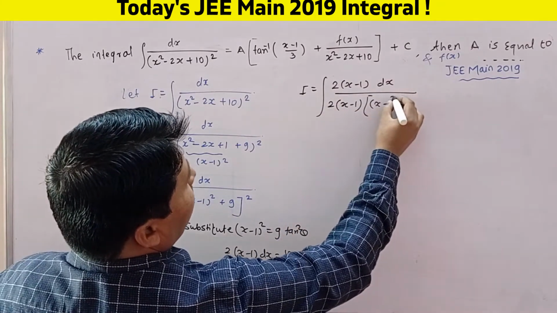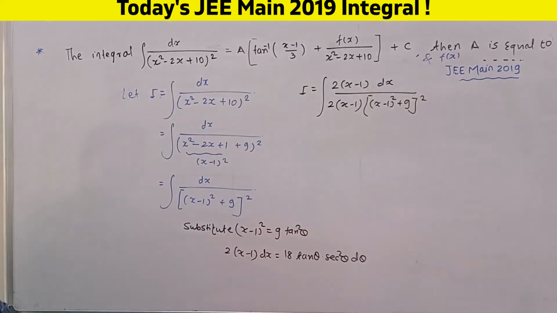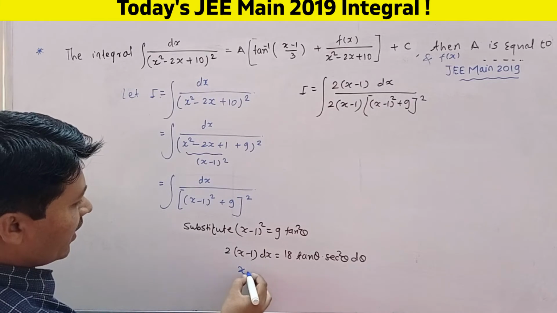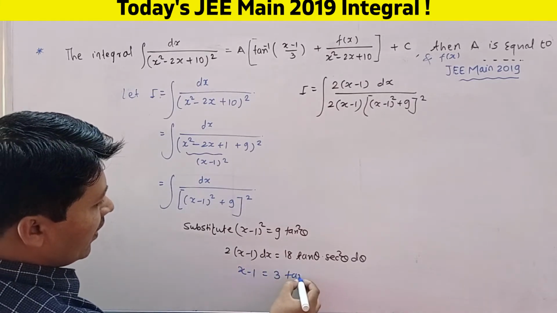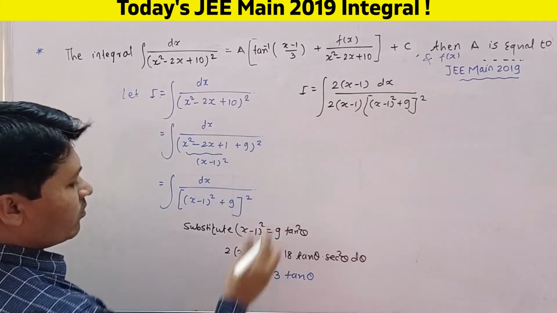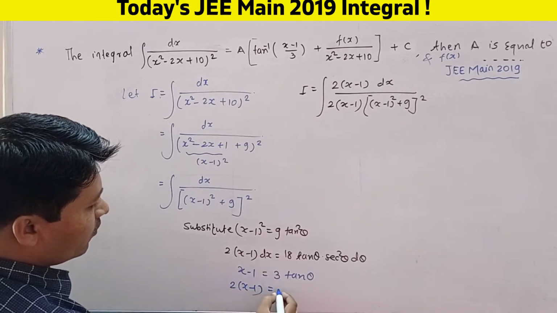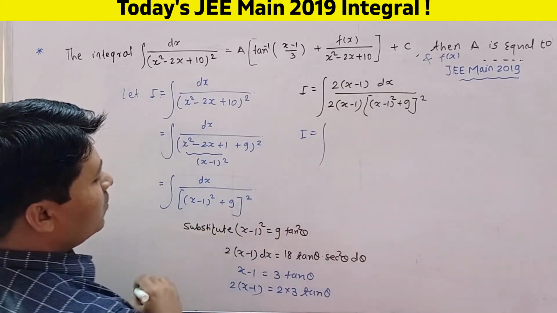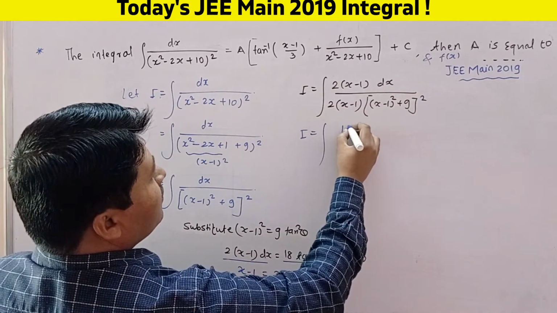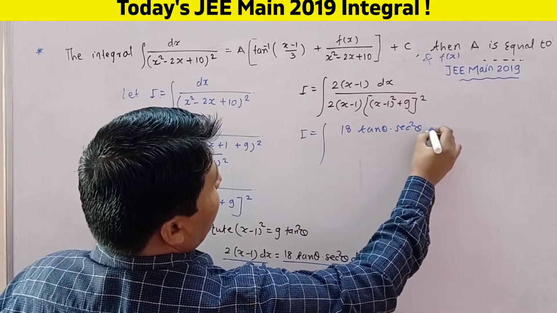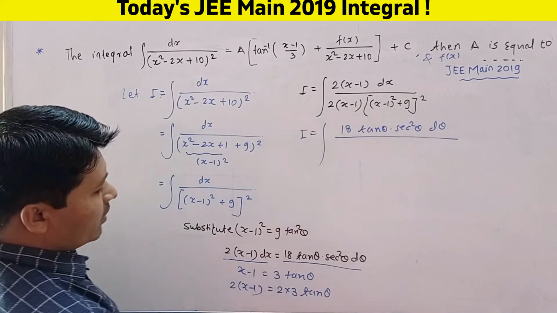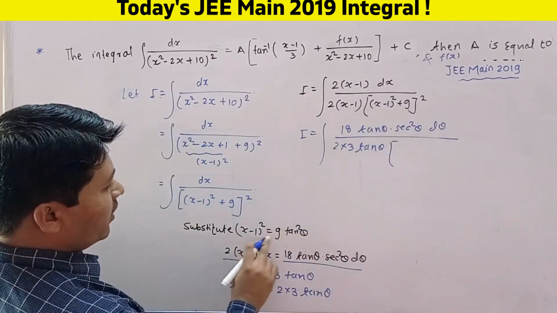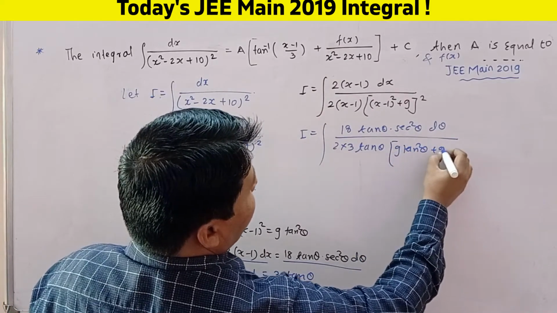So the denominator is ((x − 1)² + 9)². We know that (x − 1)² is equal to 9 tan²θ, so x − 1 is equal to 3 tanθ, and we want the value of 2(x − 1), so multiplying throughout by 2 we get 2 times 3 tanθ. Now I is equal to the integral, and dx is 18 tanθ sec²θ dθ, divided by 2 times 3 tanθ, and the term (x − 1)² + 9 is 9 tan²θ + 9, all squared.